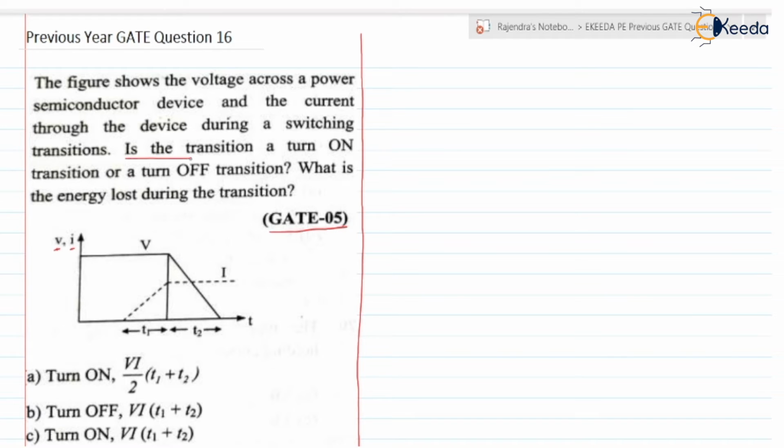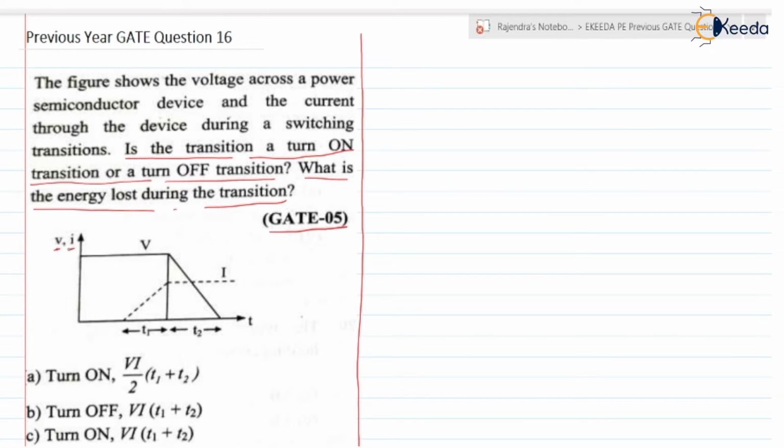So the first question is whether it is a turn on transition or a turn off transition, which we need to identify. The second question is what is the energy lost during this transition. So this is the second question they have asked. Let us first check the given VI characteristic.